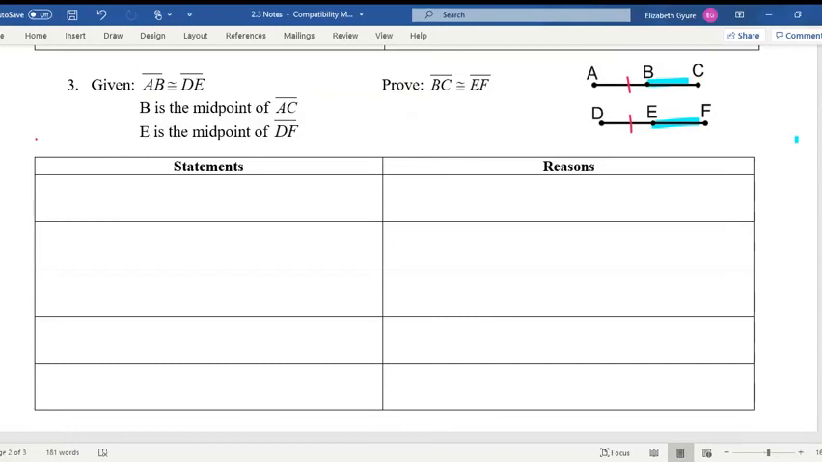Let's look at our context clues. We're not going to write anything down yet. We're going to plan what we want to do. Well, are we given some vocab? Midpoint. What's a midpoint do to a segment? Yeah, it splits it in half into two congruent segments.